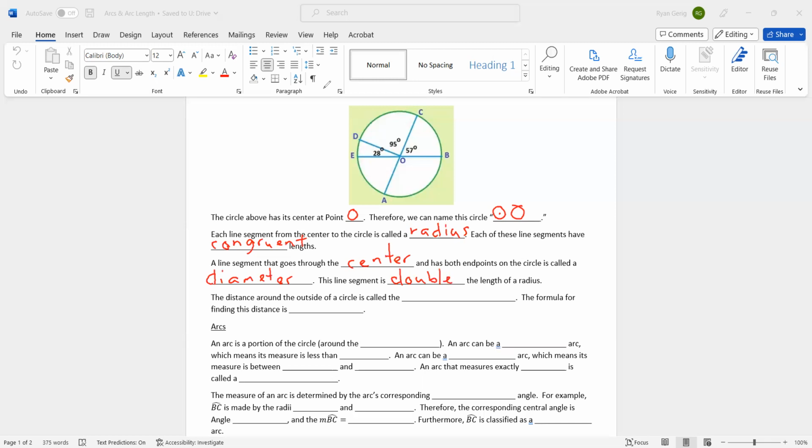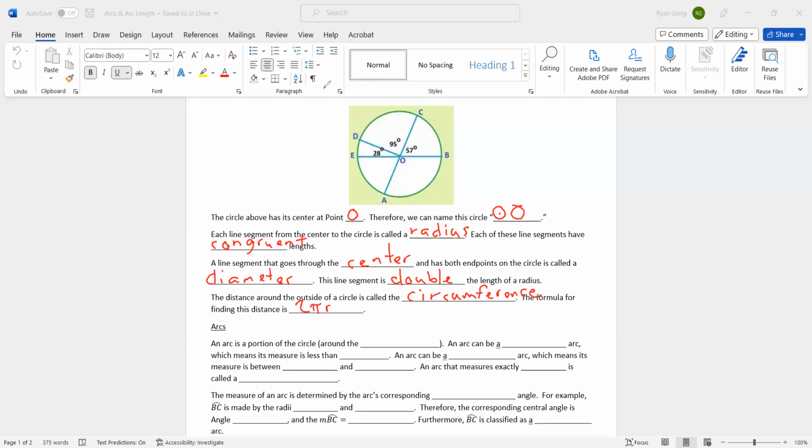The distance around the outside of a circle is called the circumference. Think of it as like perimeter. The perimeter of a circle is called the circumference. We're going to be dealing with circumference in this lesson. The next lesson, we're going to be dealing with area. The formula for finding the circumference is 2 pi r.